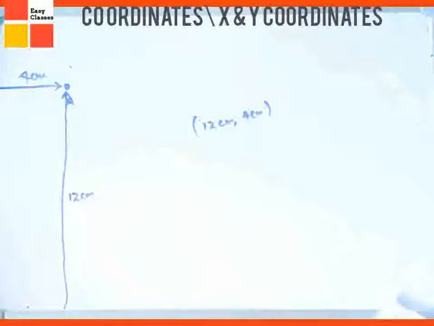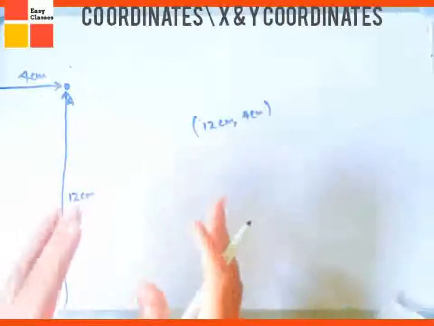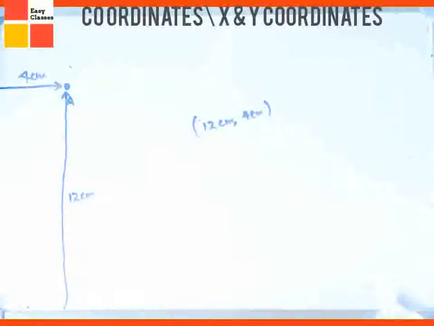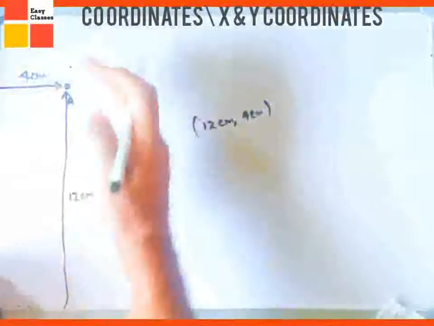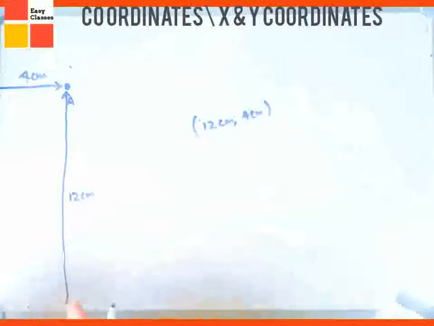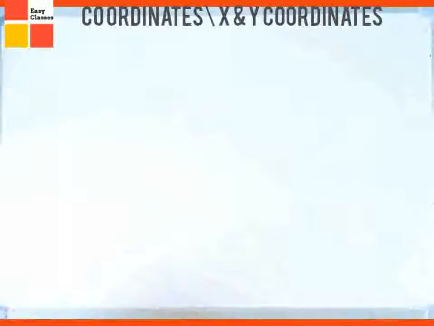In a similar way, Rene Descartes developed a method called the Cartesian system of locating the position of a point. He also used two measurements, the vertical measurement and the horizontal measurement, also called the x coordinate and the y coordinate. Let's talk about that.